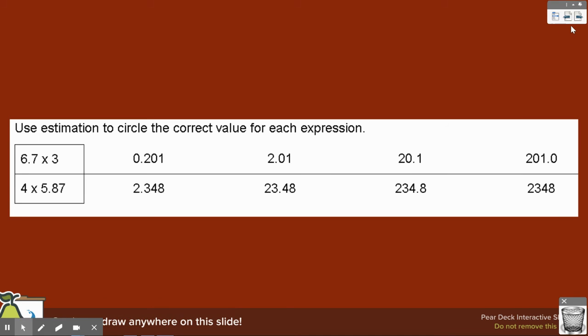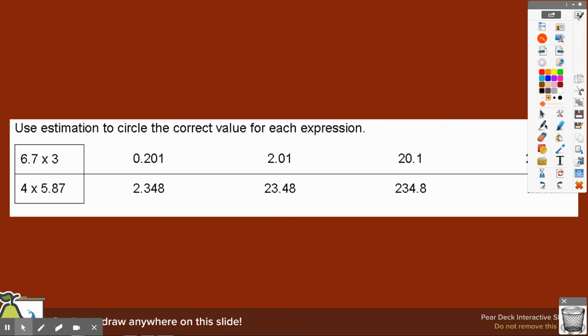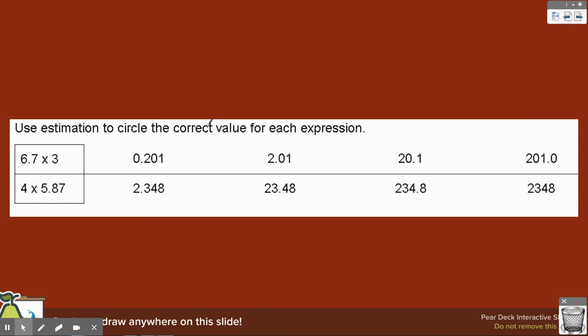All right, so here they want you to do some estimating. So let's use what we learned of the last one. So our answer is obviously going to have a 2, a 0, or a 1 in it for 6 and 7/10 times 3. But let's use what we've already learned. There's 1 decimal behind the place value. Does this one have 1 decimal? Nope, this has 1, 2, 3.